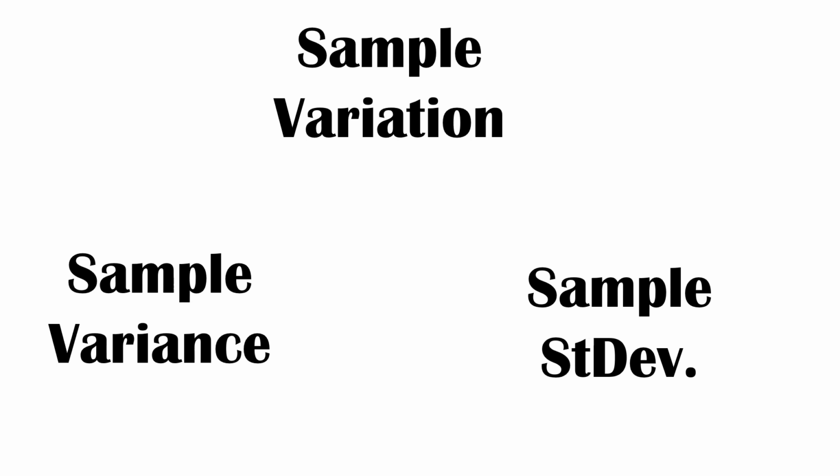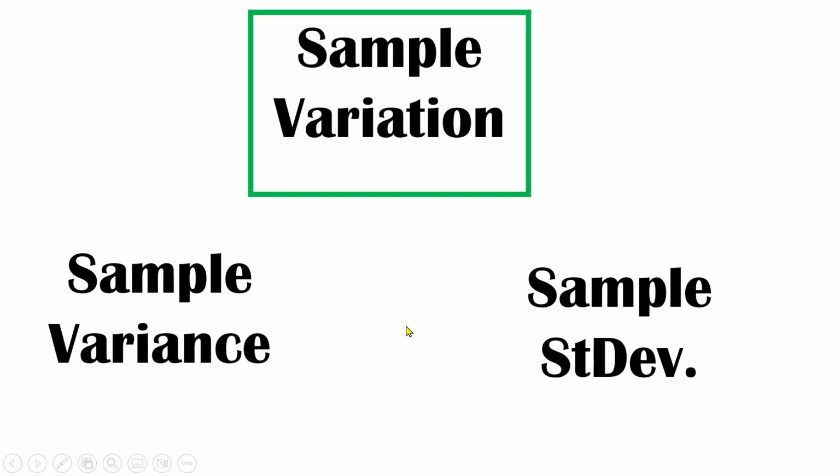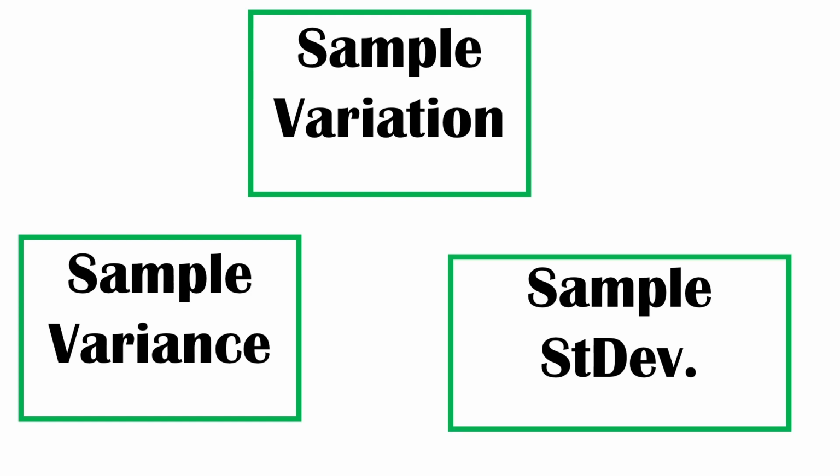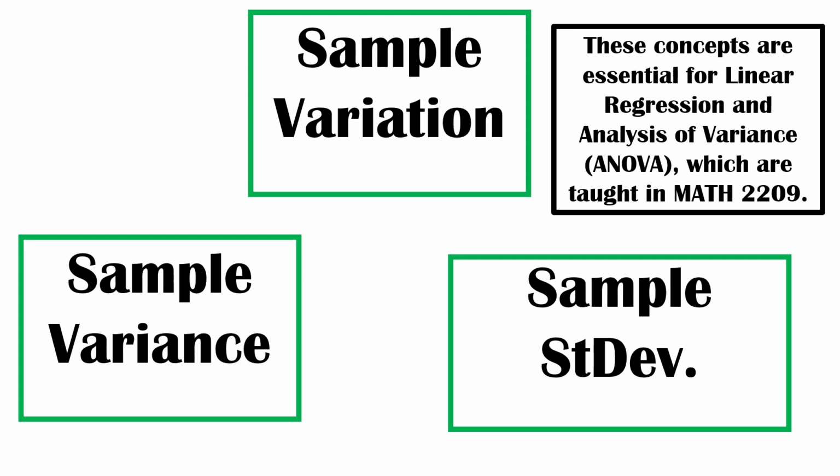In this short video, I'm going to explain a very important concept in statistics. It's the concept of sample variation. Well, sample variation very easily leads into a second concept, sample variance, and a third concept, one you probably have already heard about, sample standard deviation. So I'll spend quite a bit of time explaining sample variation, and then very briefly we'll talk about how that relates to variance and standard deviation. These concepts are essential for linear regression and analysis of variance.